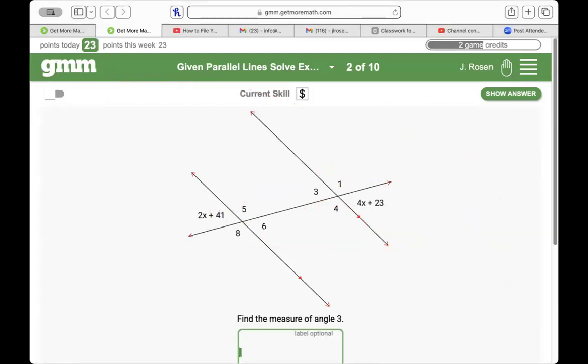Okay, let's look at another one. Find the measure of angle 3. So 3 is going to be vertical to this one here. So that means that this is also going to be vertical here because it's corresponding. So I'm going to go ahead and set that up and put them equal to each other.